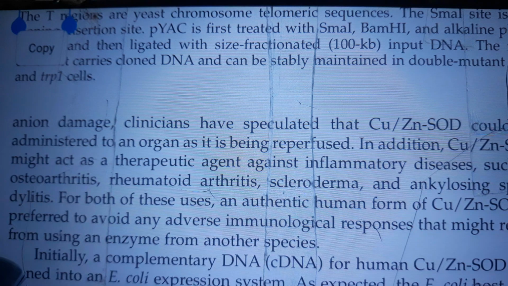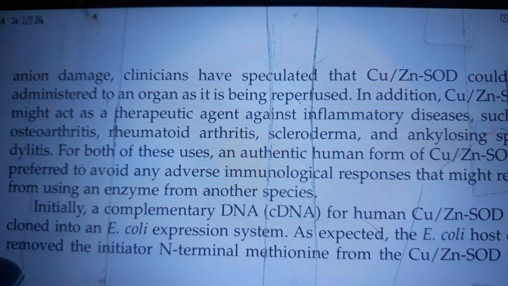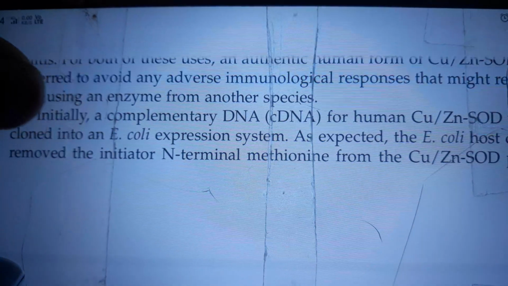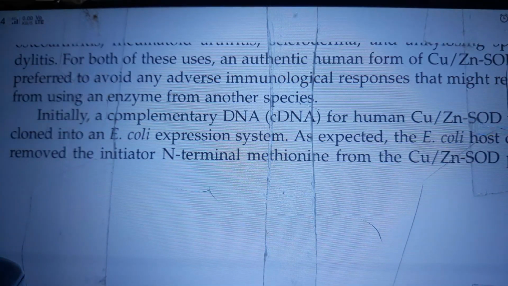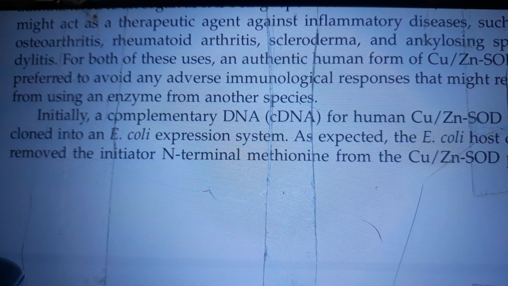And for both of these uses, an authentic human form of copper zinc SOD is preferred to avoid any adverse immunological responses that might result from using an enzyme from another species.